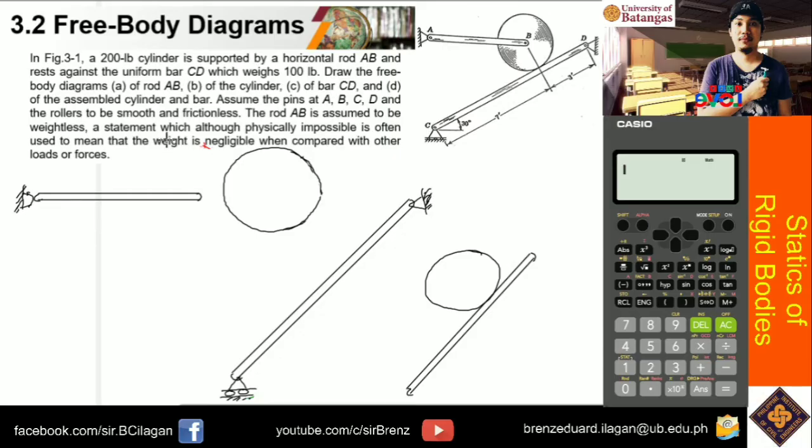So, a statement which, although physically impossible, is often used to mean that the weight is negligible when compared with other loads or forces. Okay. So, hindi kasi iwasan na sa ibang problem din. Sasabihin rin naman na yung bar mo is weightless. Okay? So guys, ito kasi is example, is illustrative problem doon sa ating libro.